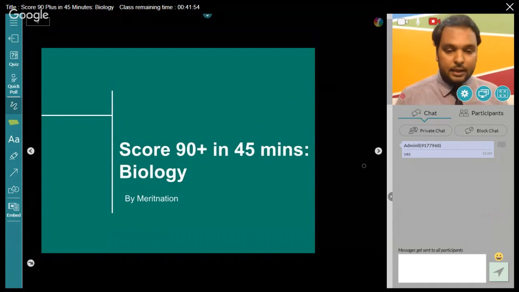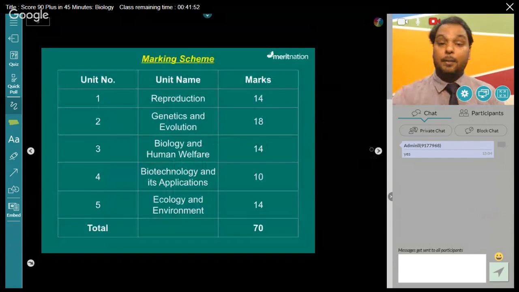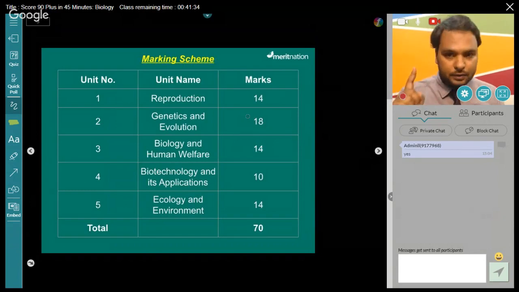So let's start with the very first thing, that is the marking scheme. That's a very good marking scheme by CBSE, and they're constantly giving papers based on these marking schemes only. And if you see, there are 5 units in your biology: first is reproduction, then genetics and evolution, biology and human welfare, biotechnology and its application, and last but not the least, ecology and environment.